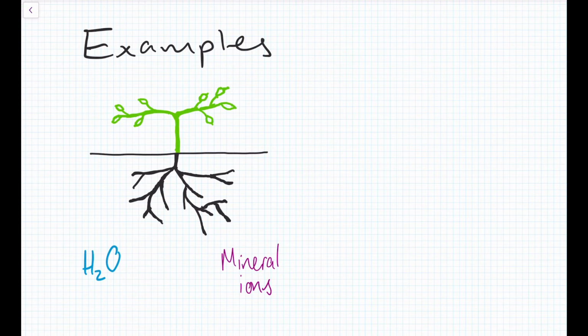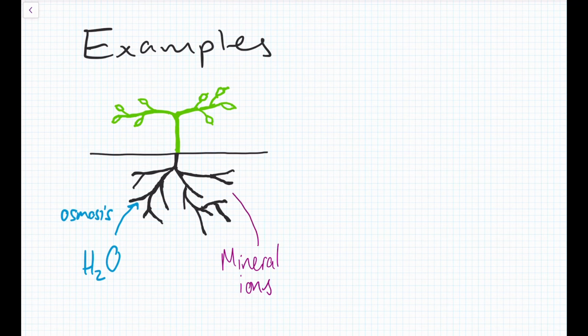Now in the soil, plants rely on water and mineral ions to come from the soil and into the roots. Water is actually higher in concentration in the soil than in the plant tissues, so it will go down a concentration gradient from high to low. This process will be osmosis because it's the movement of water molecules.